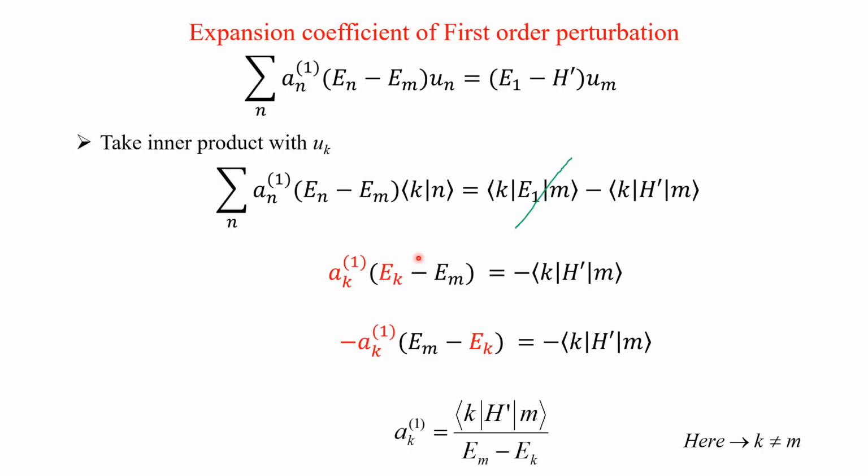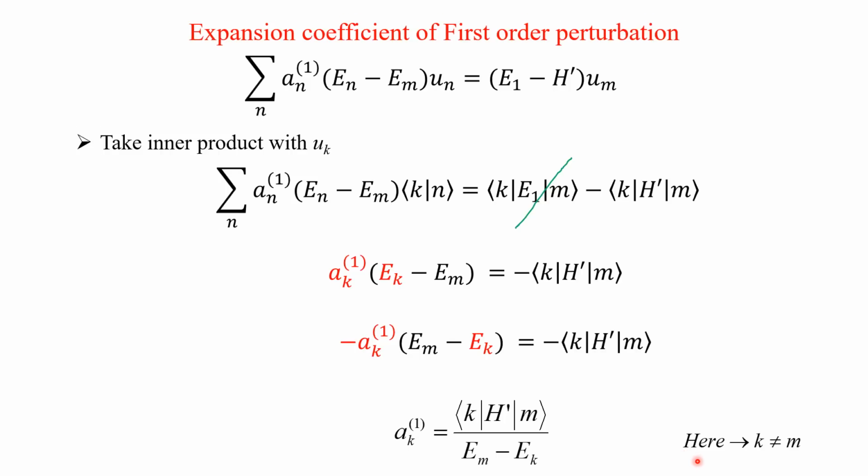Now you come to the left hand side. The summation has only one non-zero value, that is when n is equal to k, where the inner product is 1. For all other values, it is 0. So naturally the summation gets removed, and you have only one non-zero term, when n is equal to k. So I have replaced a_n as a_k^(1) and E_n as E_k minus E_m, which is equal to minus ⟨k|H prime|m⟩. Now I am interchanging E_m and E_k, so naturally one minus will come outside. This minus and this minus will get cancelled. Now the expansion coefficient is, if you bring this to the right hand side, ⟨k|H prime|m⟩ over (E_m minus E_k). This is the expansion coefficient for the first order perturbation.